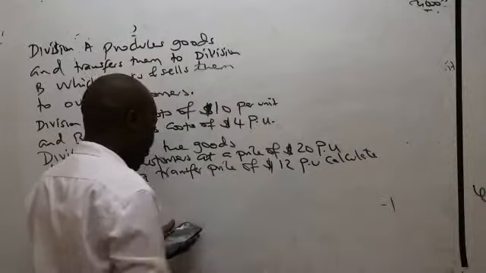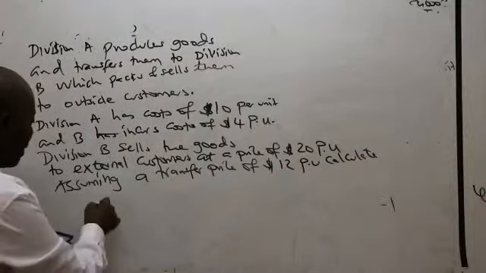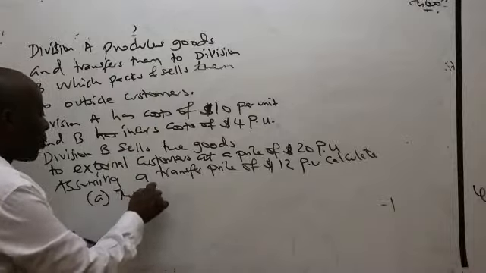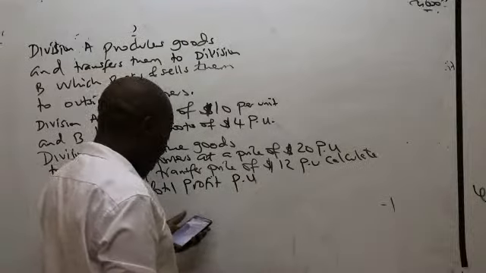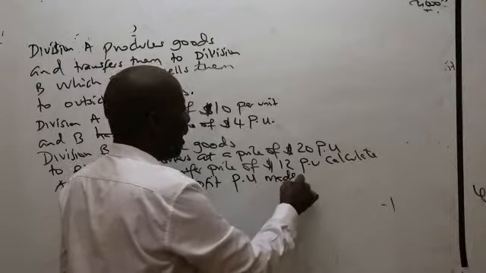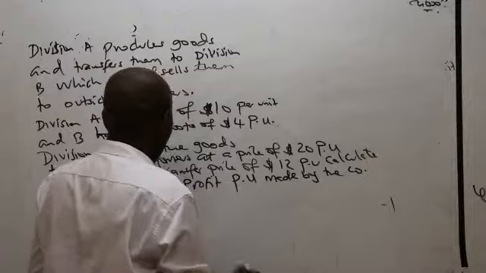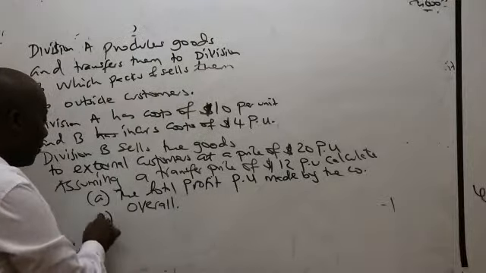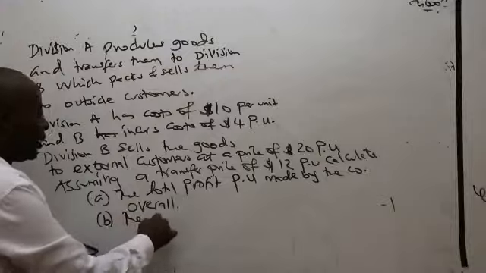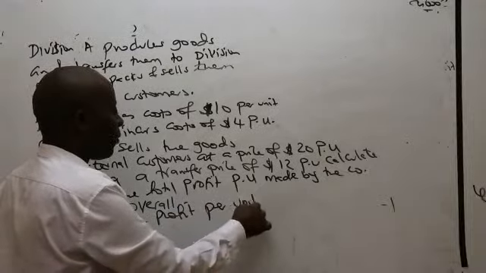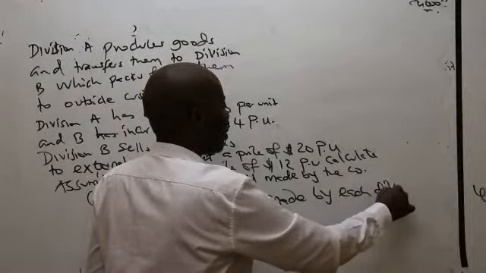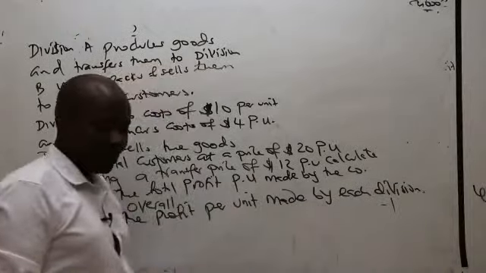Calculate the total profit per unit made by the company overall, and then the profit per unit made by each division, A and B.